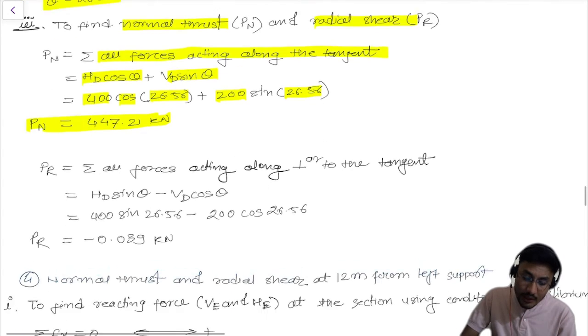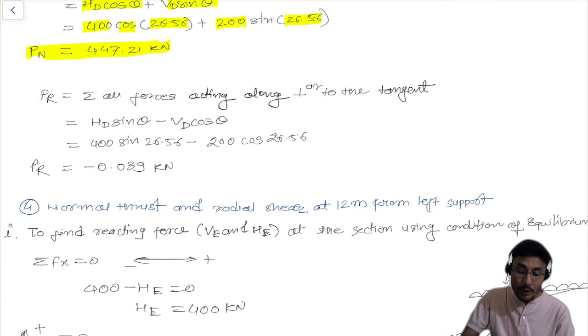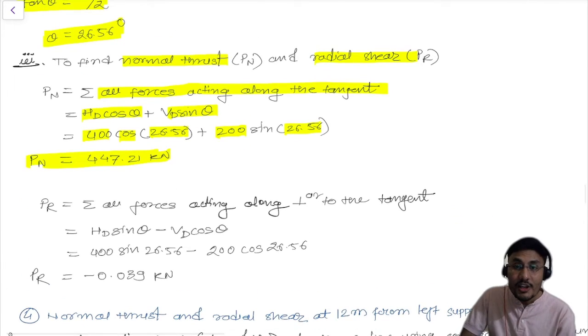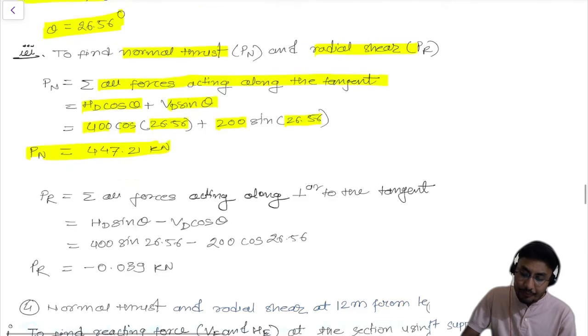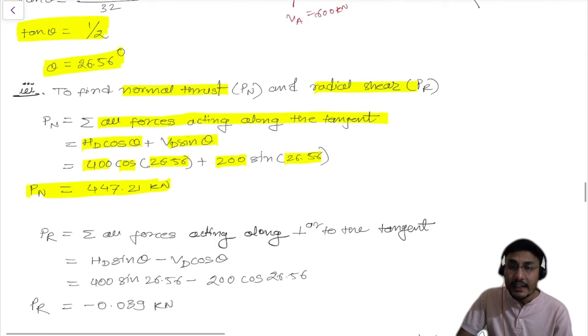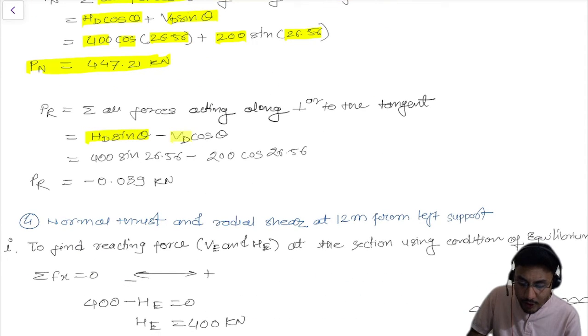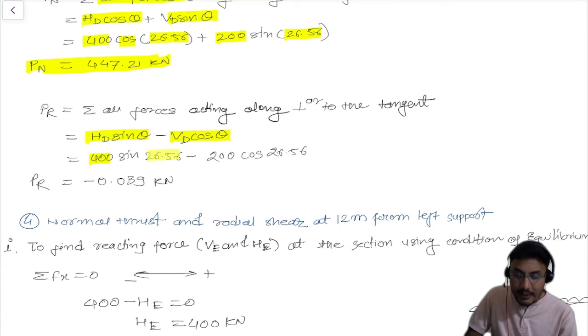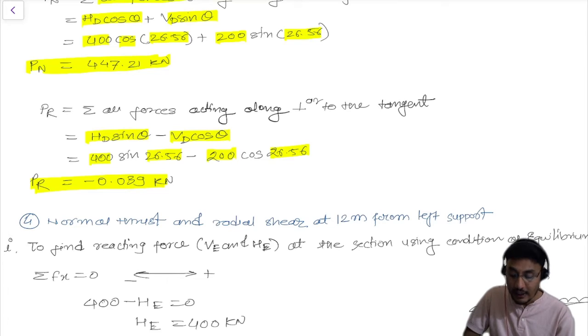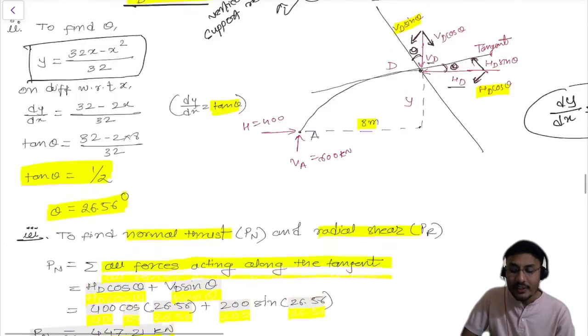Now we need to calculate the summation of forces along the perpendicular to the tangent to get the radial shear. So to get that, we need to take the value of Hd sine theta minus Vd cos theta. Just put the values: Hd we have 400, theta we have 26.56, Vd is equal to 200, and theta equals 26.56. So we have the value of radial shear as minus 0.039 kilonewton. Understand? So this is how we can easily calculate the normal thrust and radial shear.